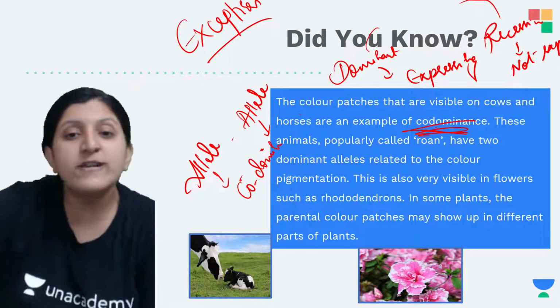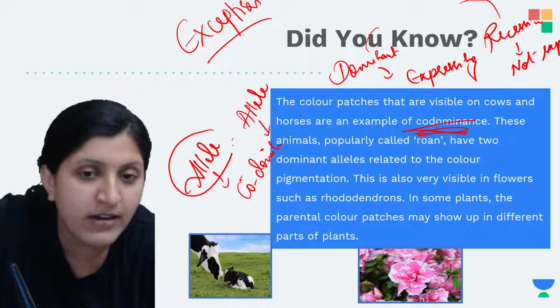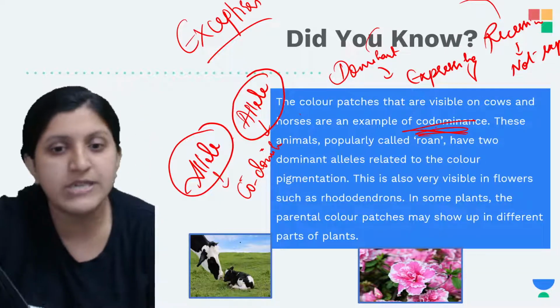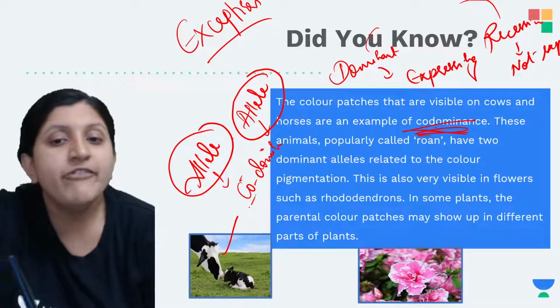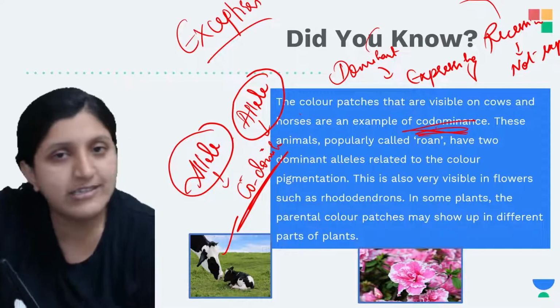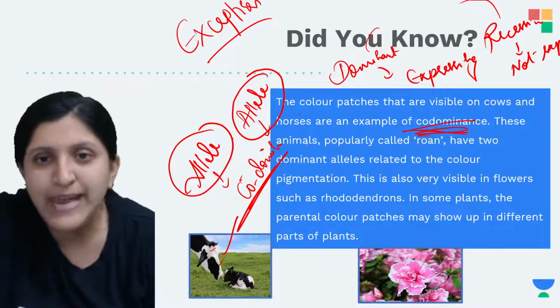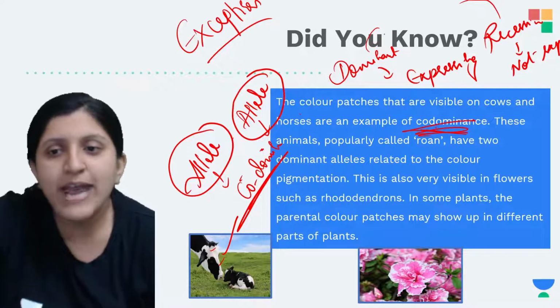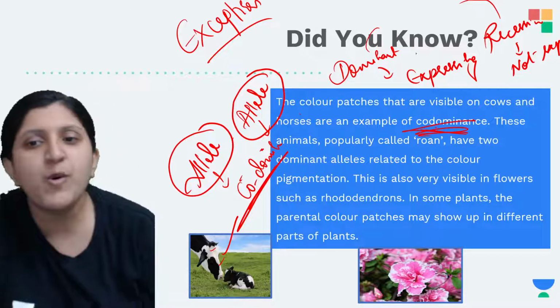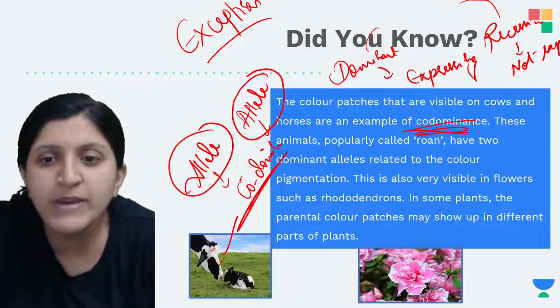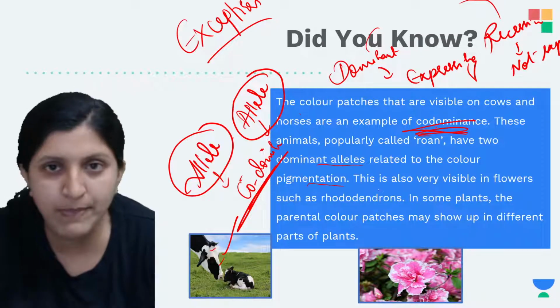That is because the black color allele is also expressing, the white color allele is also expressing, and hence we call this codominance, and the cow basically has a mixture of colors, black and white. The same applies to these animals, popularly called roan animals, which have two dominant alleles related to color pigmentation.